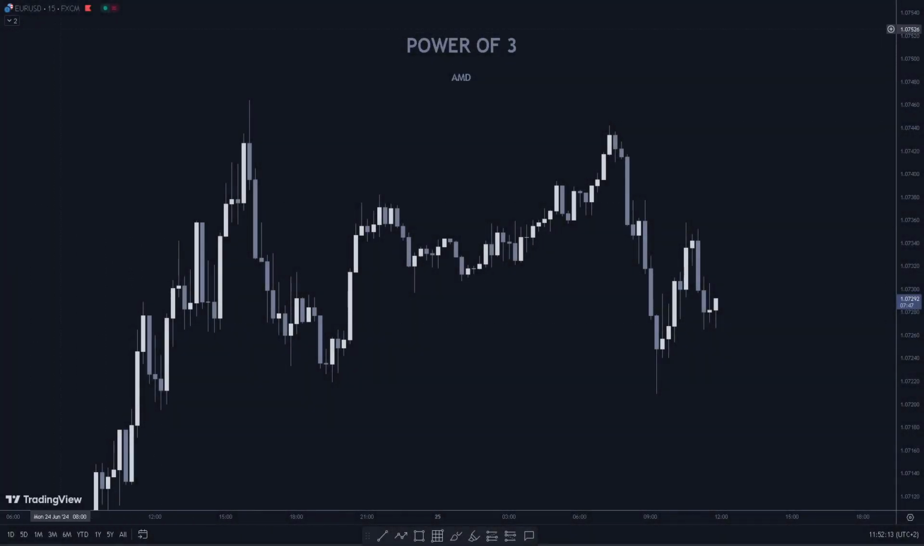As you can see, we are on the USD chart, 15 minute. What we can see right here is this beautiful uptrend. Okay, I will not move the chart so you can see clearly what I did.